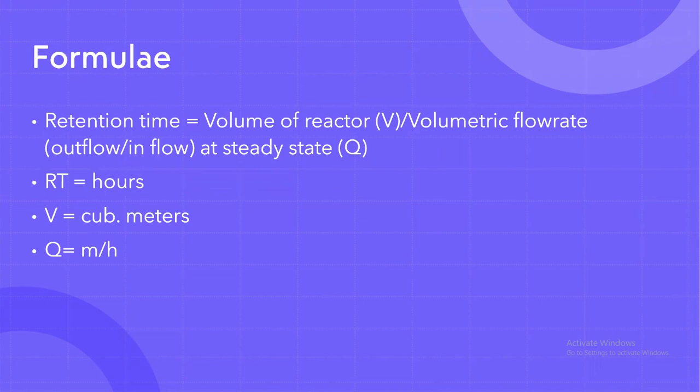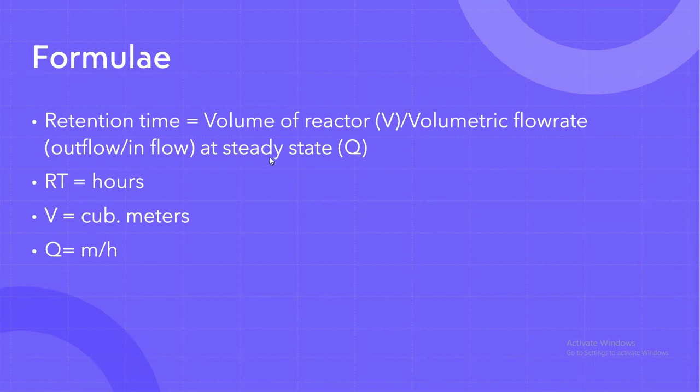So the formula to calculate the residence time, or sometimes it's called the retention time, is the volume of the reactor or volume of the vessel divided by the volumetric flow rate, which can be outflow or inflow at steady state. By saying outflow or inflow, we mean the flow rate into the vessel. For example, if it's a distillation column, then what's the flow rate into the system? Or you can use the outflow if you have only one outflow, for example, the outlet of a distillation column.